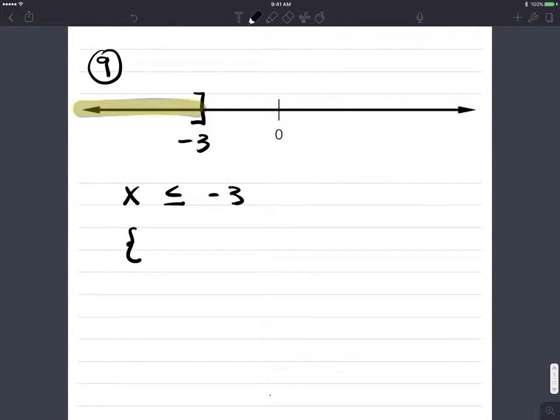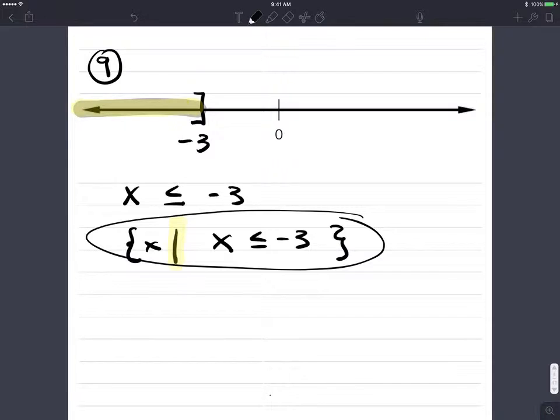In terms of set notation, we formally write the set of all real numbers x such that. This vertical line means the words such that. What comes next is our description. Those numbers are less than or equal to -3. This is your set notation.